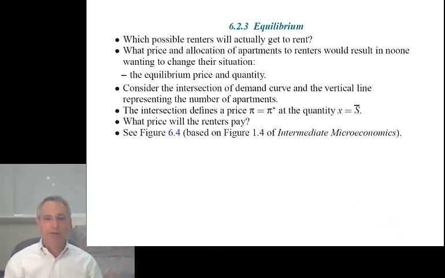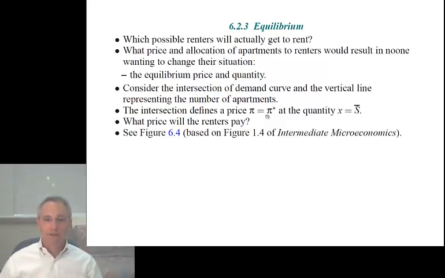So now the question is, if we have a supply of S overline, which renters will actually rent? Which price, what allocation of apartments to renters would result in no one wanting to change their situation? By definition, this is the equilibrium price and quantity. So let's just consider a possible candidate. Consider the intersection of the demand curve, which we drew earlier, and the vertical line representing the number of apartments, in other words, the supply curve. The intersection defines a price. Let me write that price to be pi star at the quantity x equal S overline.